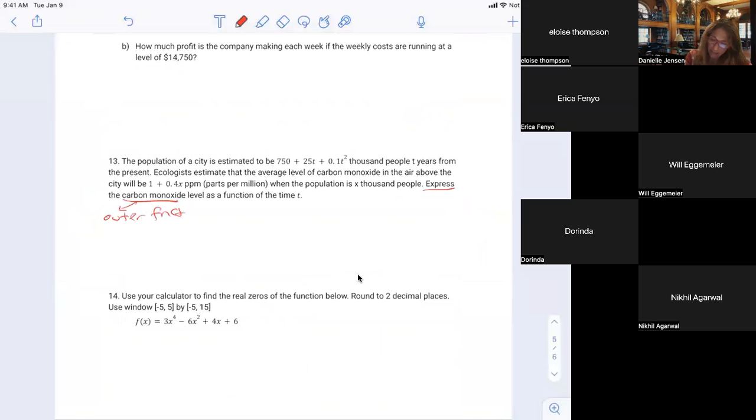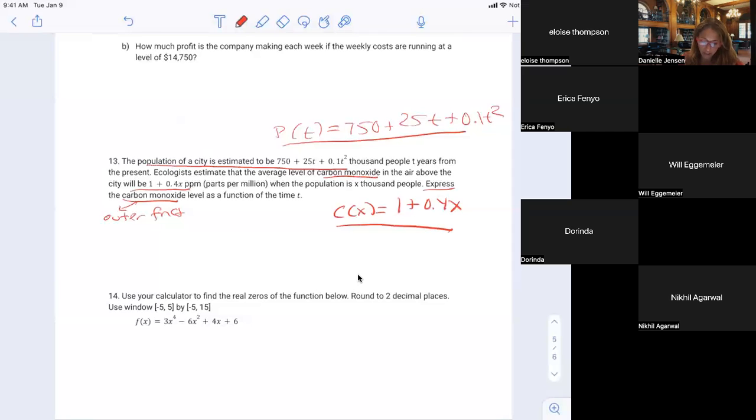And let's write what the different things are, so people know what we're talking about. The carbon monoxide function was C of X equals 1 plus 0.4X. And then the other function I gave you was the population function in terms of time. P of T was 750 plus 25t plus 0.1 t squared. So the first step is to write that down in function notation. I've got my population function, and then my carbon monoxide function.